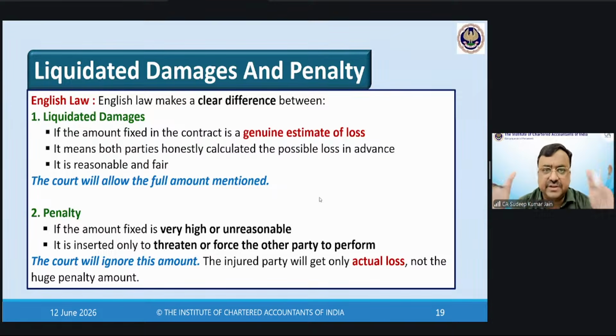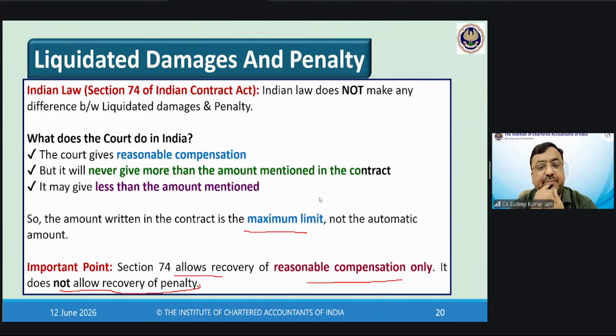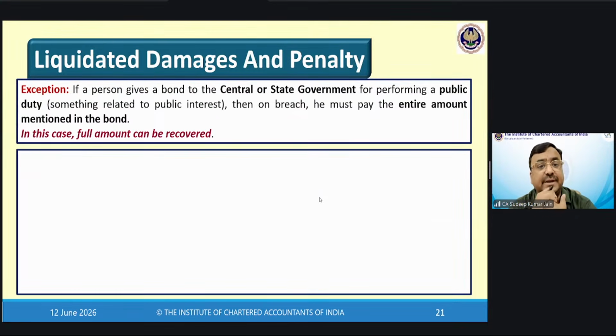In English law, there is a clear definition of liquidated damages and penalty, but in Indian law, there is no clarity. They only provide reasonable compensation. Please read this point on the slide. I'm reading once again: English law makes a clear difference between liquidated damages and penalty. In Indian law, there is no difference between liquidated damages and penalty. But one thing you should note is that only reasonable compensation will be allowed, no scope for penalty.